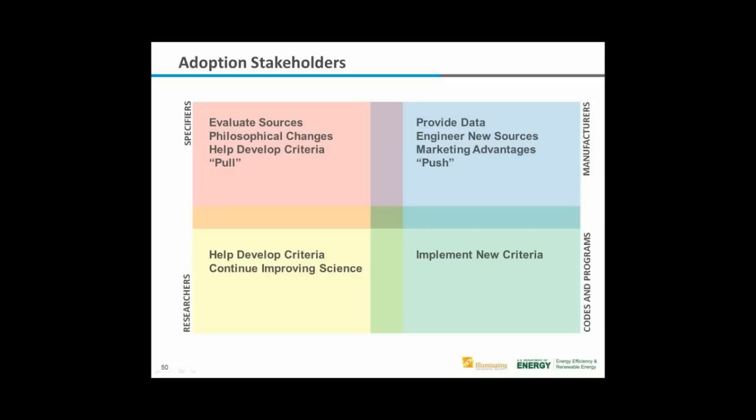And then researchers, as we mentioned early on, TM30 is a method and measures right now. It doesn't include design criteria. So developing that type of criteria based on human factors research is going to be important, and then implementing that criteria in the codes and programs that already do implement criteria is a final step. So we're going to step through each of these groups now in a little bit more detail.